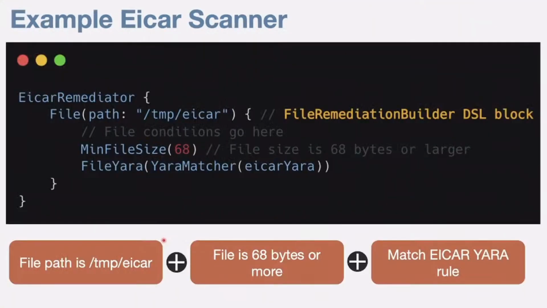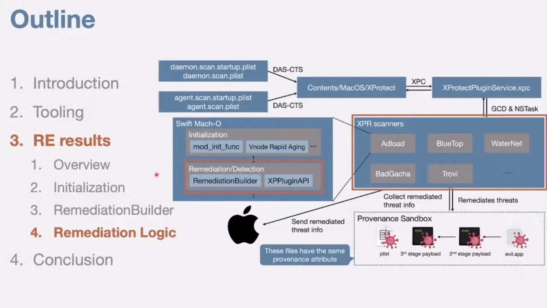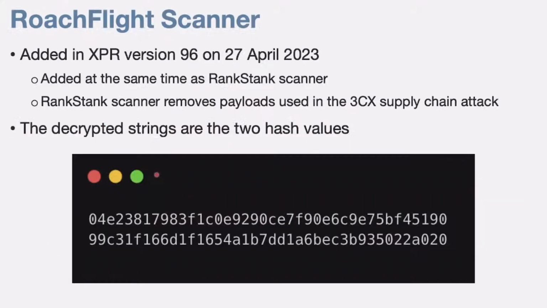Let's take a look at the Acre scanner. This is a simple example that uses File Remediation Builder. As you can see on the slide, a file is removed only if the path is temp acre, its file size is 68 bytes or more, and it matches a specific YARA rule. Yeah, it's pretty easy to understand. All right, so let's take a closer look at the remediation logic of other XPR scanners.